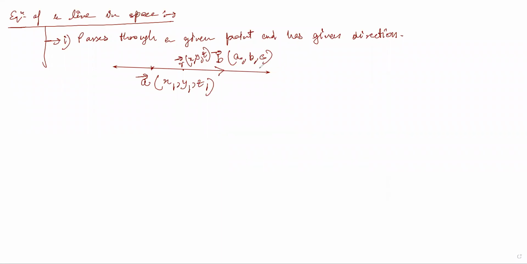You already have the DRs of the line, and you also know a point which is lying on the line. If you're talking about a general point on the line, the DRs of that point with A should be proportional with B, the DRs of the line. So this gives a very simple explanation: R minus A vector equals lambda times B, where lambda is the ratio or proportionality constant. The vector form is written as R vector equals A plus lambda B vector.